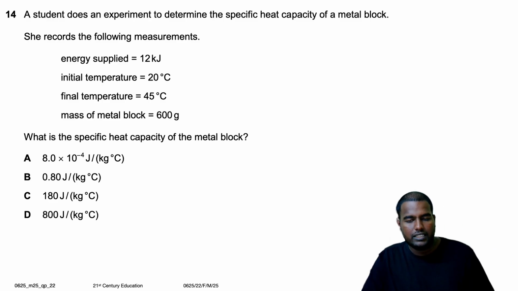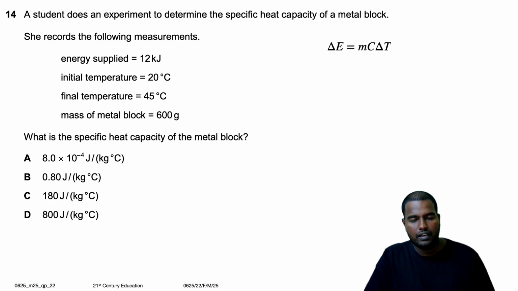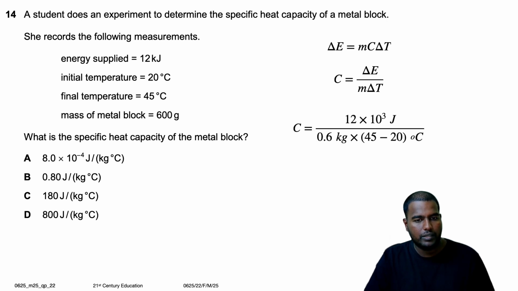Specific heat capacity: change in energy is m c delta T. Delta T is change in temperature. So we'll rewrite this equation for c: c = delta E divided by m delta T. So 12 kilojoule divided by 0.6, the gram is converted into kilogram because all the answers' units are kilogram, and the difference in temperature is 45 minus 20 degrees Celsius. If we do the math, then we get 800 joule per kilogram per degree Celsius. D.